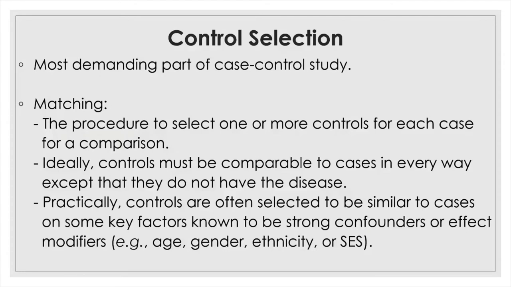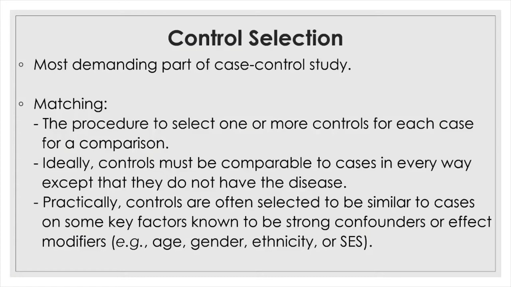You want to be very careful about what to match, because once matched, the matched variable cannot be analyzed as a potential exposure. For example, let's say you recruited your controls from the neighborhood of cases. Then you may also be matching on socioeconomic status, because neighborhood is frequently correlated with socioeconomic status. But by doing so, now you cannot analyze socioeconomic status as a potential exposure variable, because you have matched the cases and controls on this variable.